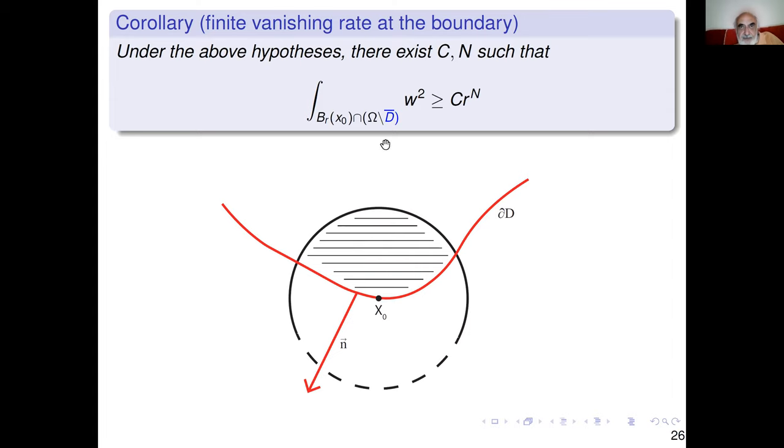So this condition says exactly the same as what we already saw for the second order elliptic case. And this property is crucial to prove the logarithmic stability estimate.